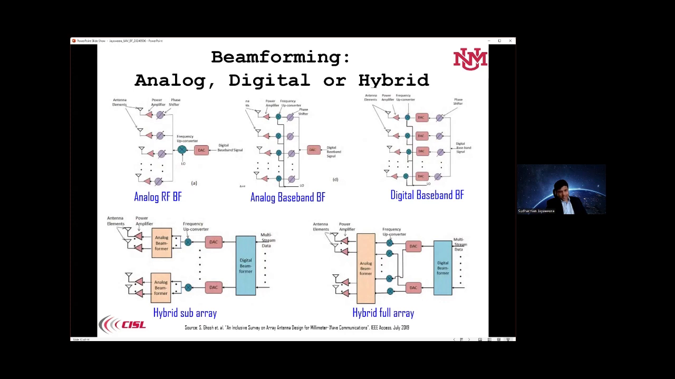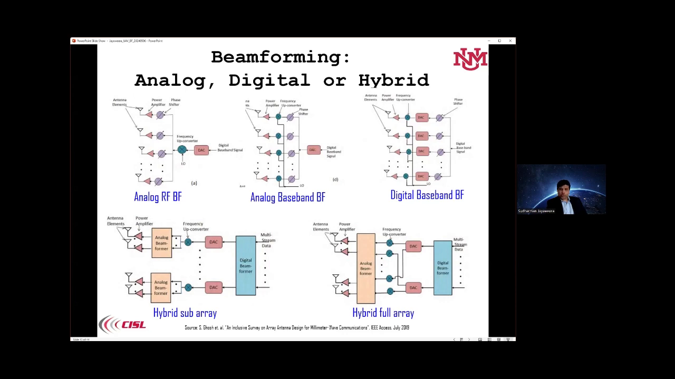Of course, as you can see, the problem with the digital baseband beamforming is that for each digital stream, you need to have a separate RF chain, which is going to increase the complexity as well as the cost and the energy consumption of the transmitter or the receiver.